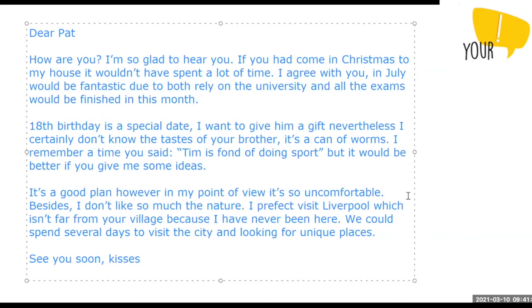The register of the letter is informal, so that's good. I can see that she, I don't know if it was she or he, but she used different conditionals.